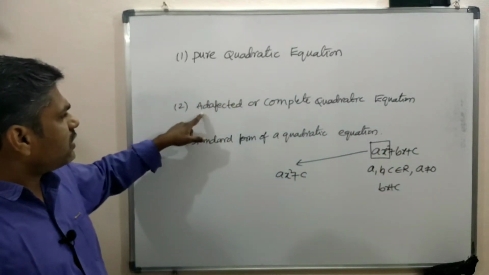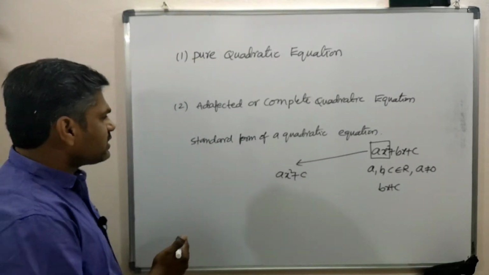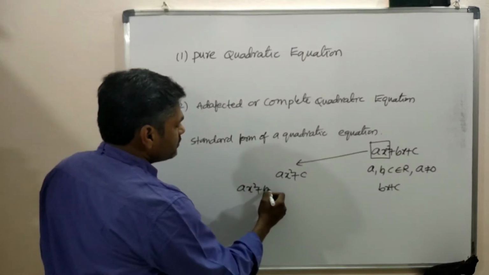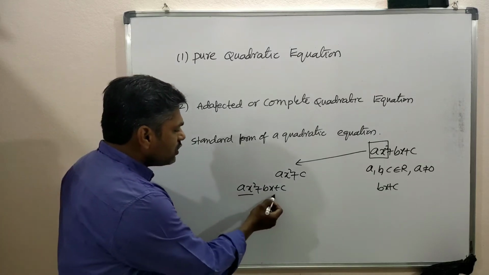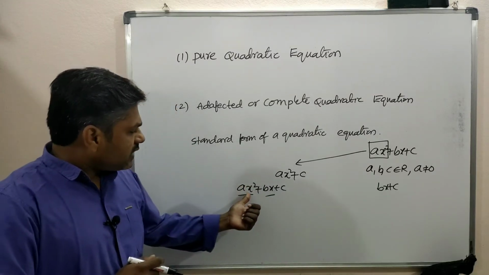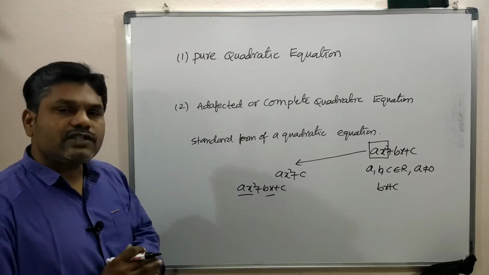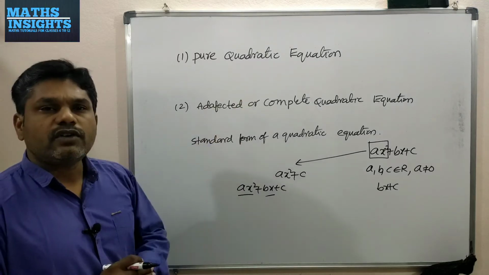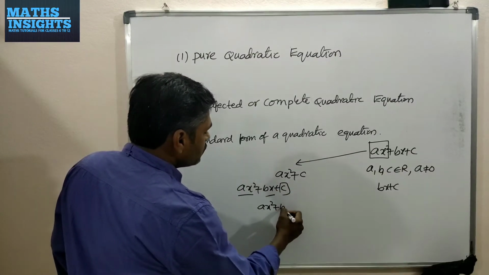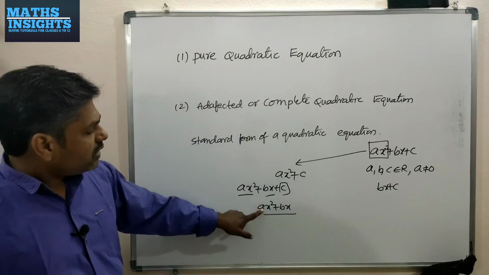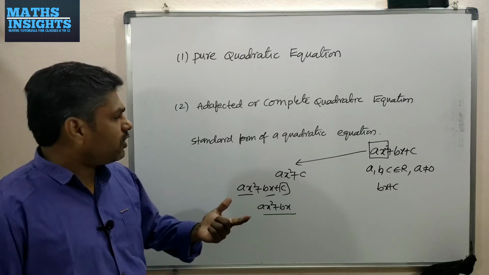And coming to the second one, the unaffected or complete quadratic equation. In this case, you have to write ax square plus bx plus c. In this quadratic polynomial, these two terms should not become 0. That means the second degree term and the first degree term should not become 0. Then that is said to be an unaffected or complete quadratic equation. Suppose c becomes 0, then this will become ax square plus bx. You must have the x square term definitely, otherwise it is not a quadratic equation or polynomial.